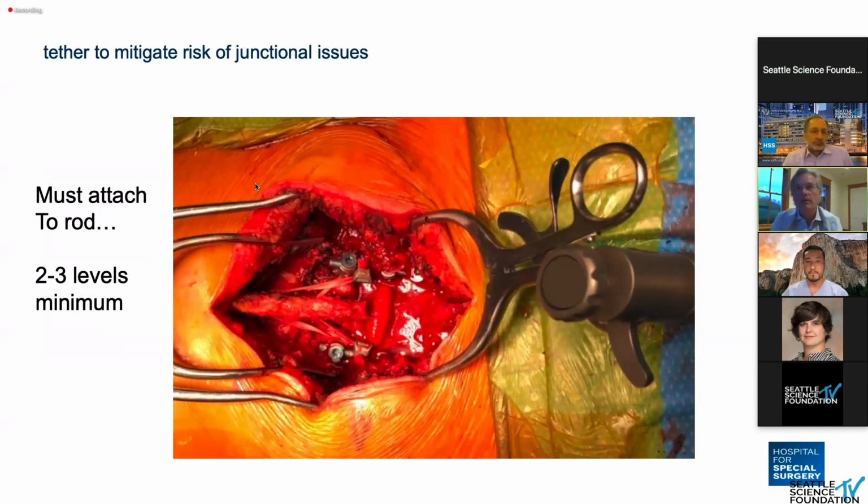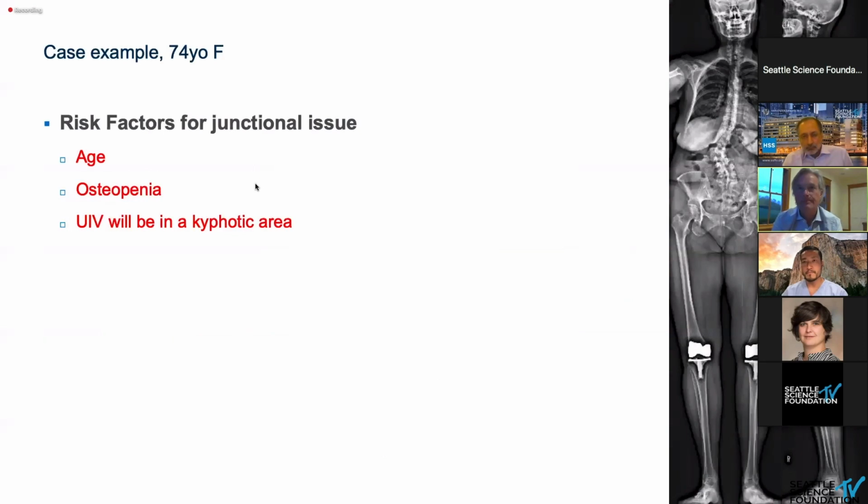And I think critical that you tension those tethers and attach them to the rod and not just to spinous processes. And our early data seems to be very promising that this mitigates substantial failures. Even if you get a little settling at the junction, you don't get a lot of failures.